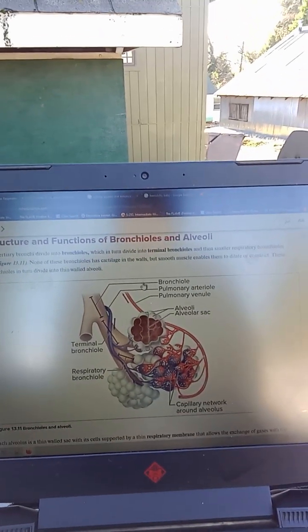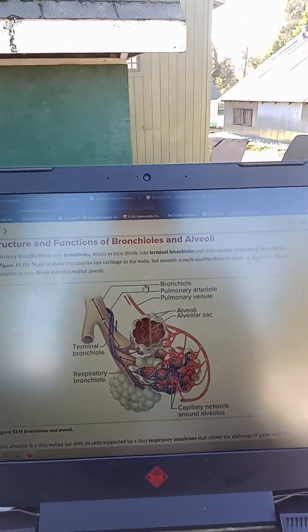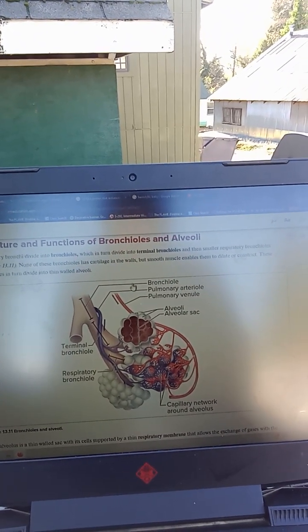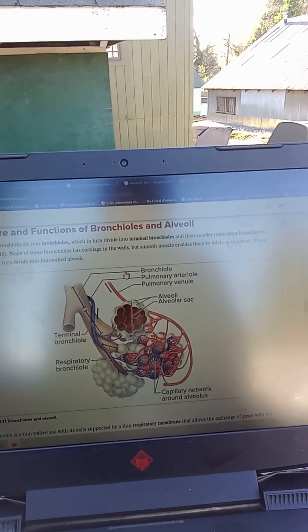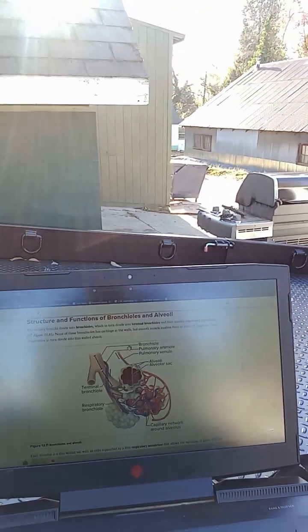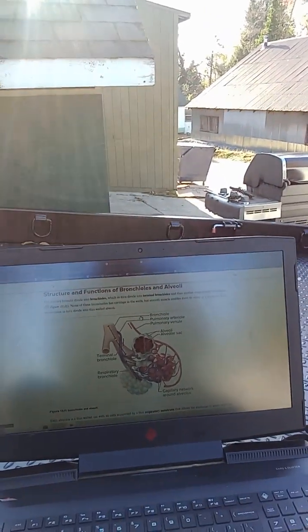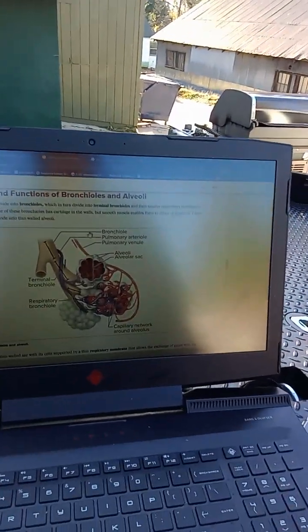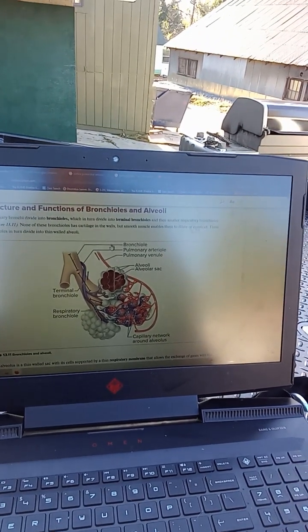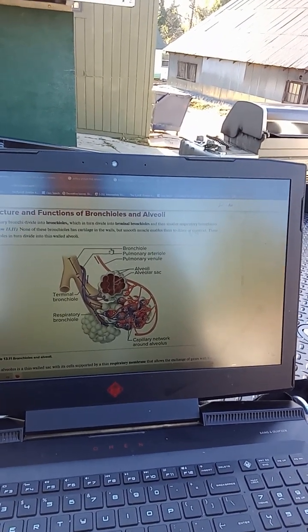Okay. Structure and functions of bronchioles and alveoli. The tertiary bronchi divide into bronchioles, which in turn divide into terminal bronchioles, and then smaller respiratory bronchioles. None of these bronchioles has cartilage in the walls, but smooth muscle enables them to dilate or constrict. These bronchioles in turn divide into thin-walled alveoli.